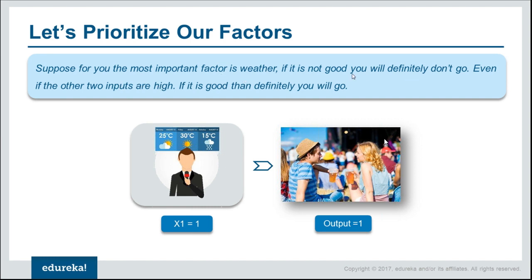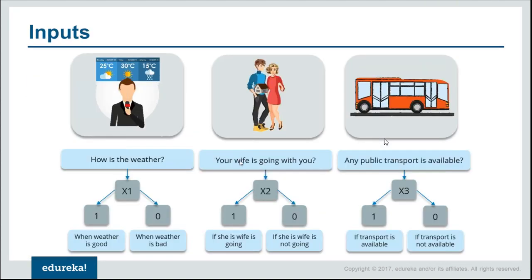And it doesn't matter in this case. It might happen that if the weather is bad, then you might just decide it is better to stay at home, irrespective of the values of the other two variables. We saw the other two variables as well: one is whether your wife is going with you, and the other is whether public transport is available. Once the weather is decided and it is bad, I might decide to stay at home.